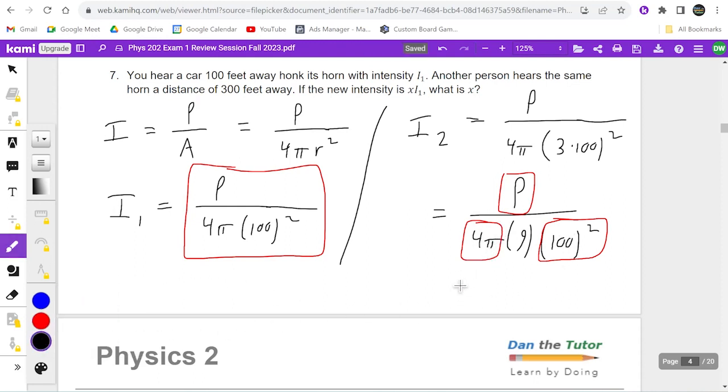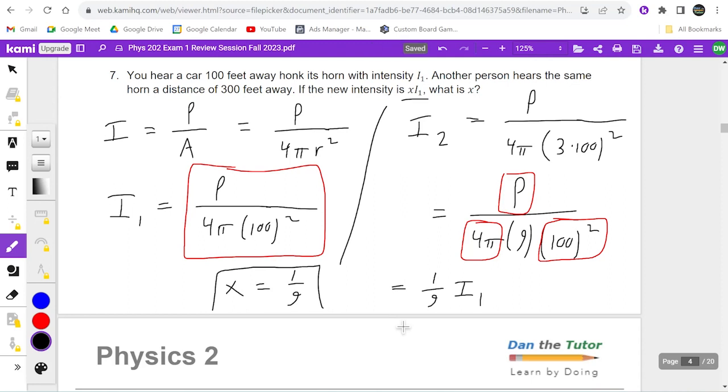And it's in the denominator, so in other words, the answer, the factor, the change, whatever you want to call it, it's 1/9 I1. If I1 is everything in red, the p, the 4 pi, and the 100 squared, the only thing left over is a 1/9. In other words, if the new intensity is x I1, x is 1/9. There's multiple ways to solve this problem, but I certainly think this is the easiest.